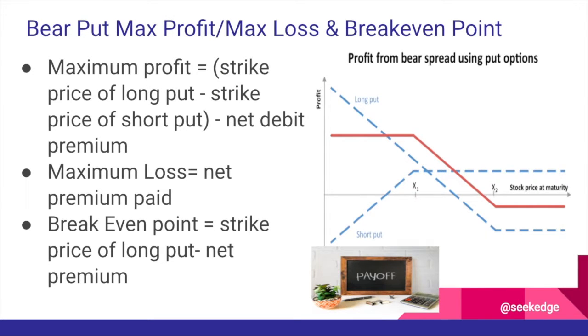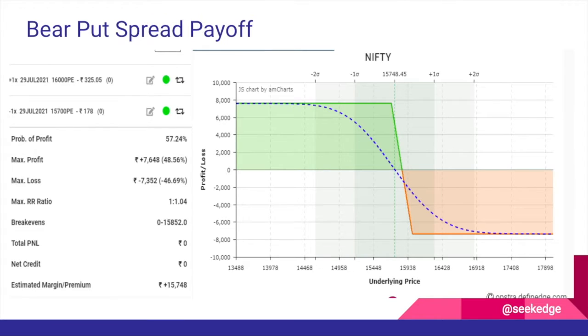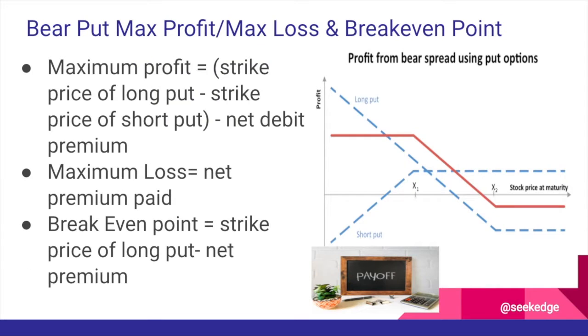Now how do you find the maximum loss? It is equal to the net premium. Net premium is what? 325 minus 178. This is coming to somewhere near 150. Multiplied by 50 is 7,352, which is exactly the maximum loss.